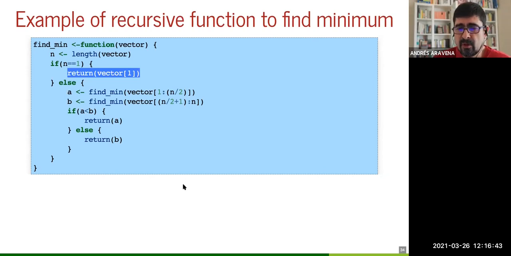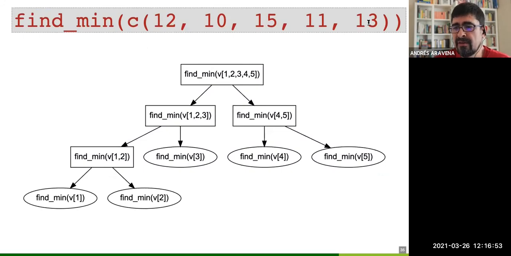Let me show you a visual show of this, and then we can see the code again. I have this vector, 12, 10, 15, 11, 13. And to calculate the minimum of this vector, notice that V is this vector here, and I am including the numbers. This is the index. This is not the content. This is the index. Position 1, position 2, position 3, position 4, position 5. The first element is 12. The second is 10. Third is 15, fourth is 11, fifth element is 13.